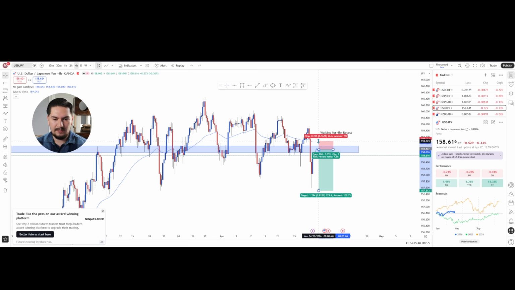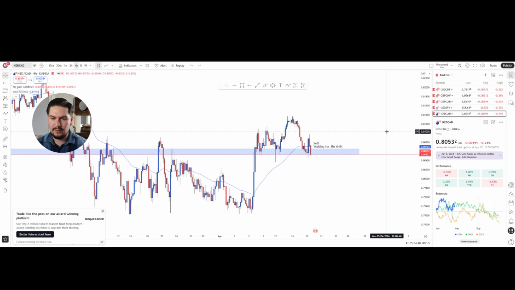So stop loss somewhere above this area. Take profit will be around here. Yeah, around here, 1.289. So we'll have to wait for that.